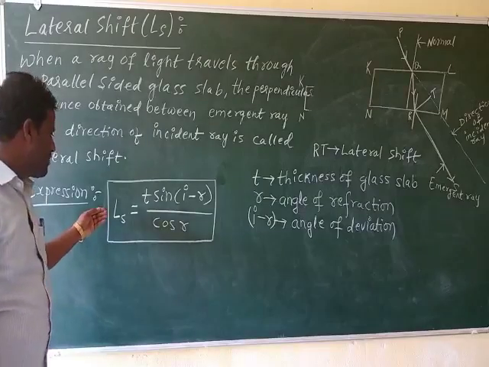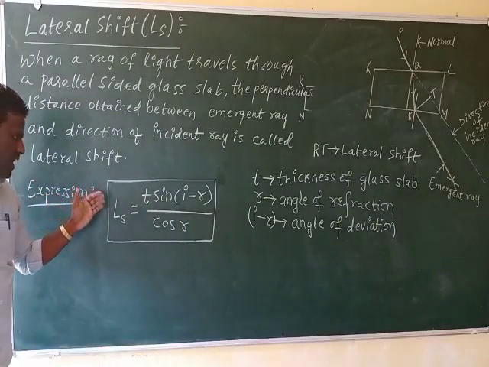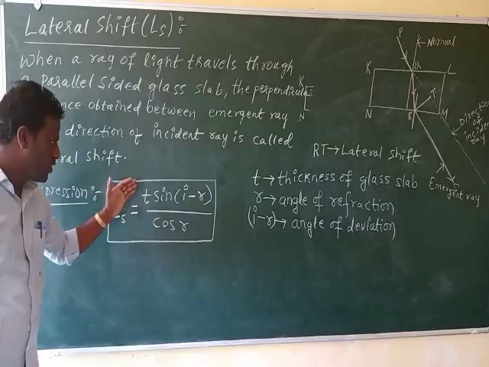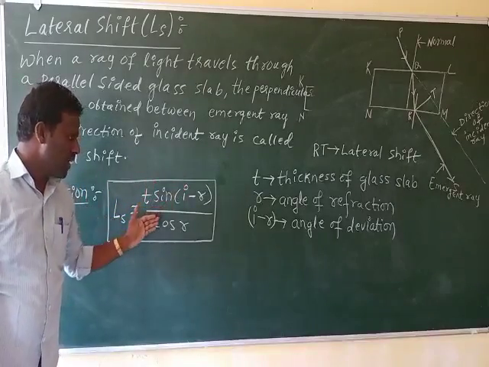So the expression, the formula for lateral shift, LS, the symbol for lateral shift, equals T sin(i minus r) by cos r.